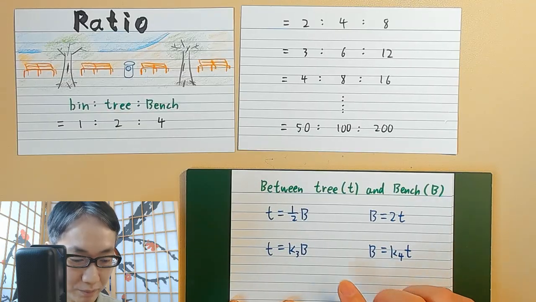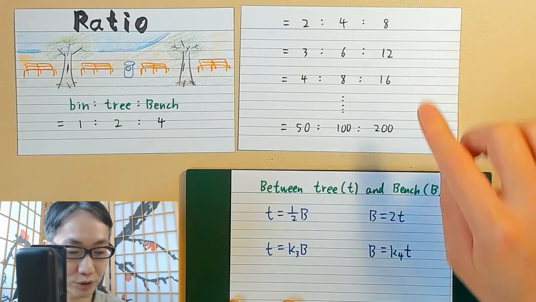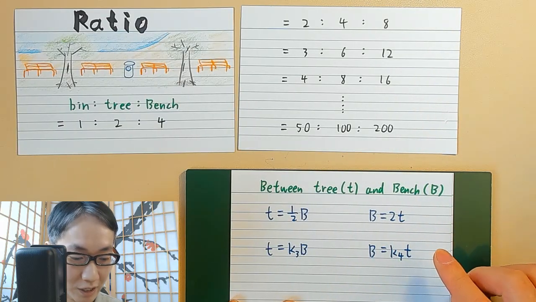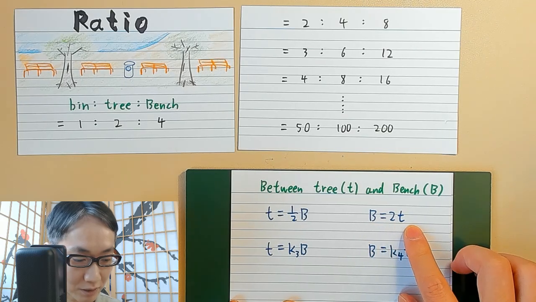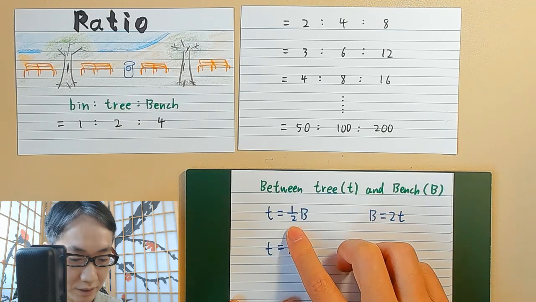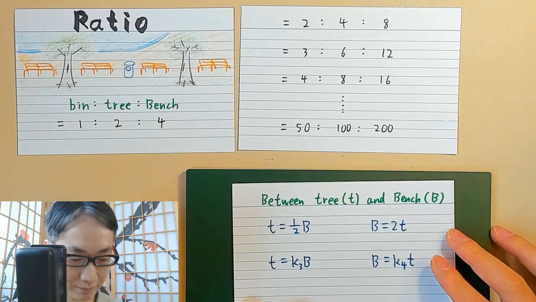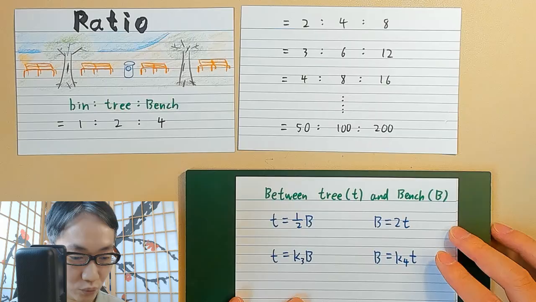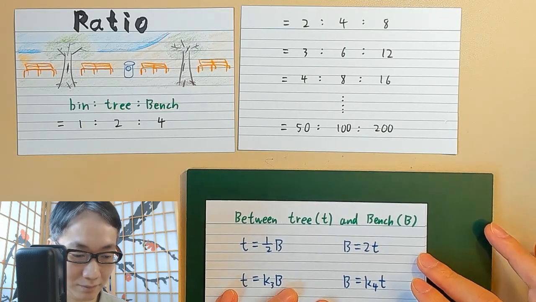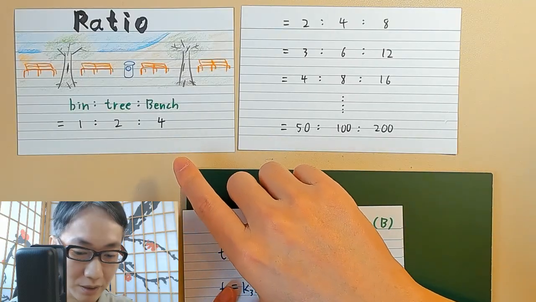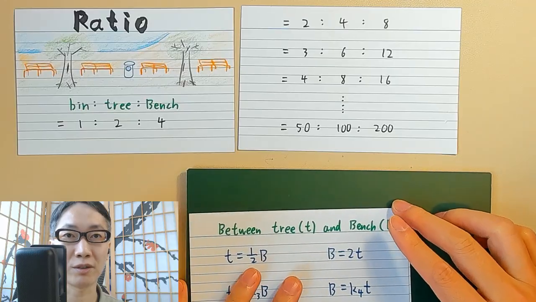Overall, between tree and bench, actually you can see that bench is always 2 times tree, and tree is always half of bench. So bench is 2 times tree, and tree is half times bench. Okay. And they work really like fractions. See, the ratios 1 to 2 and 2 to 4 are actually the same ratio, aren't they?